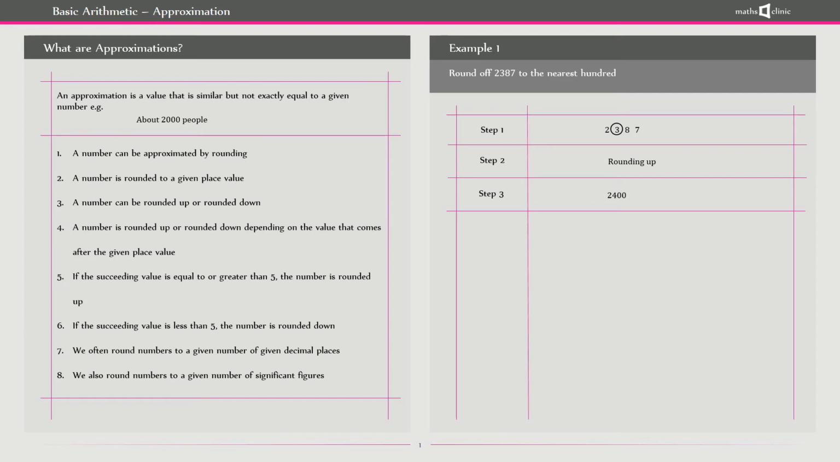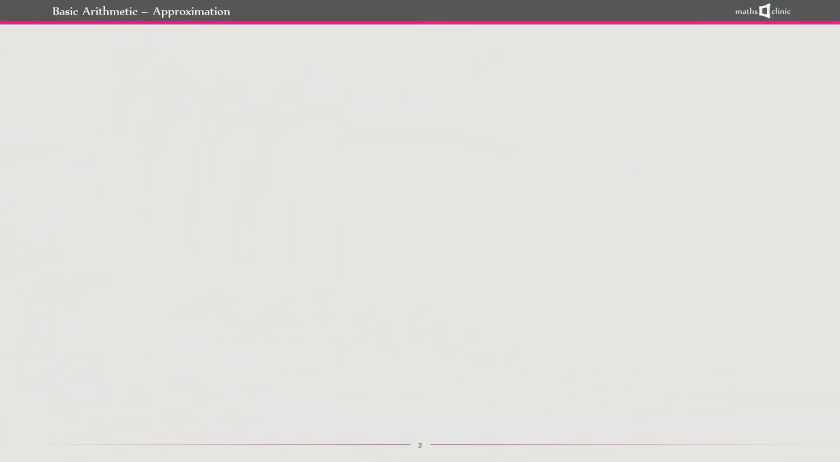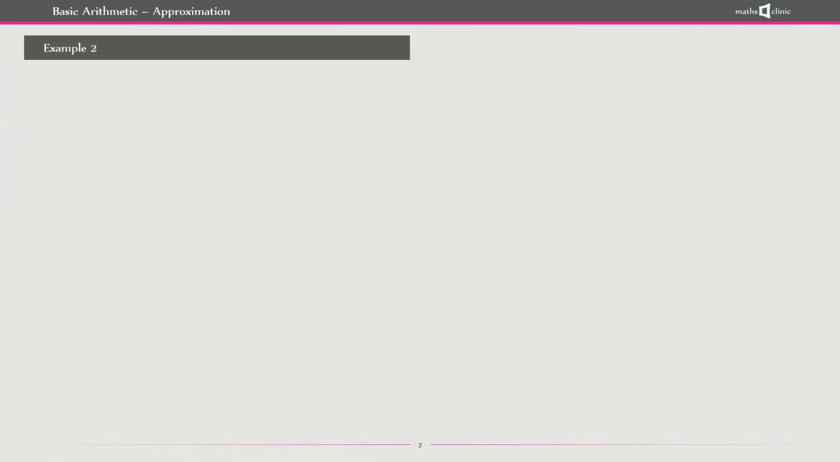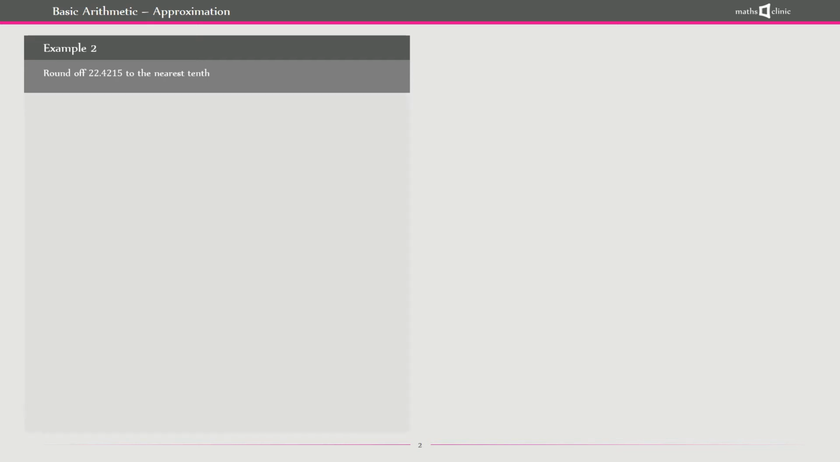All right, now let's try another example. Example 2 says round off 22.4215 to the nearest tenth. Okay, now careful, it did not say 10, it said tenth. And basically if you remember your work from decimals, what's the tenth place?